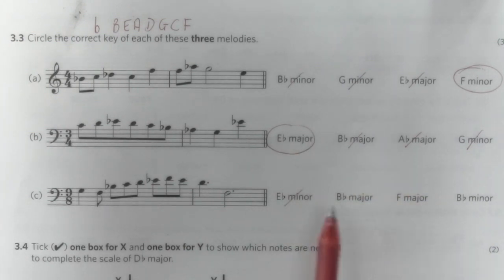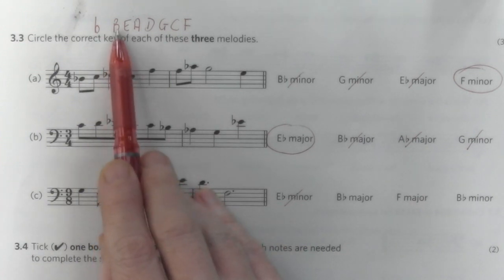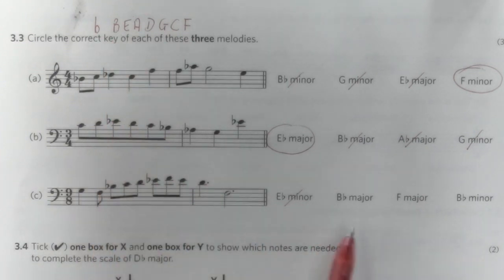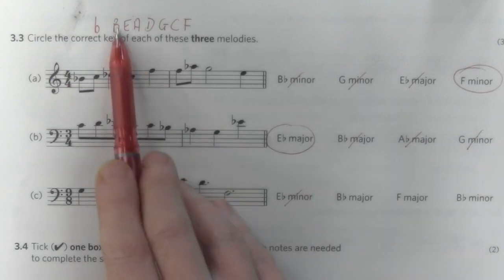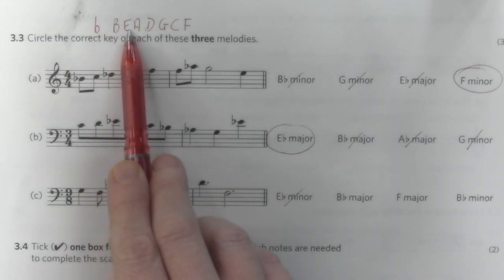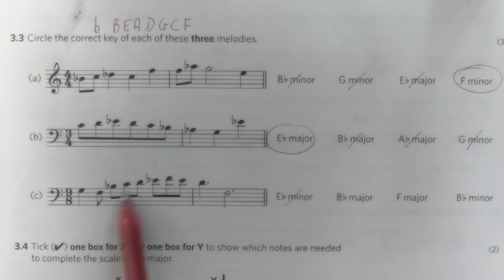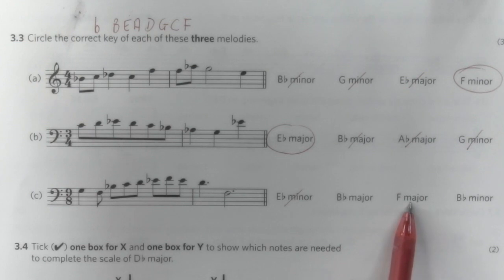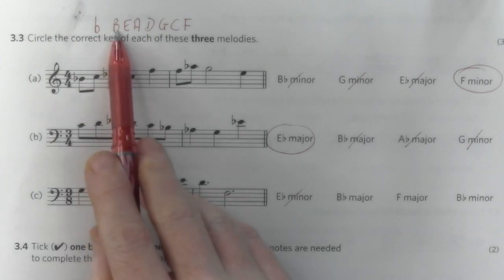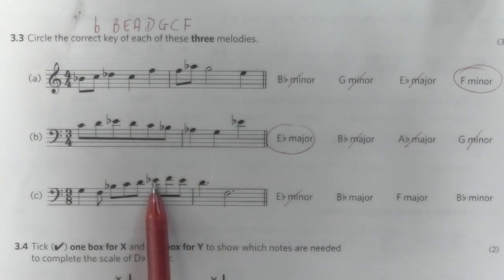B flat major has 2 flats because this is the penultimate flat, so plus 1 is C and Mi, and we do have C and Mi, so it could be. Let's exclude the other ones. F major has only 1 flat, B, and here we have E, so we can exclude this one too.